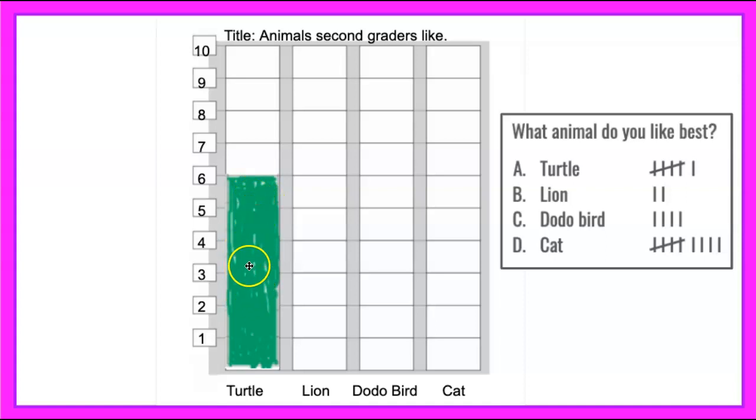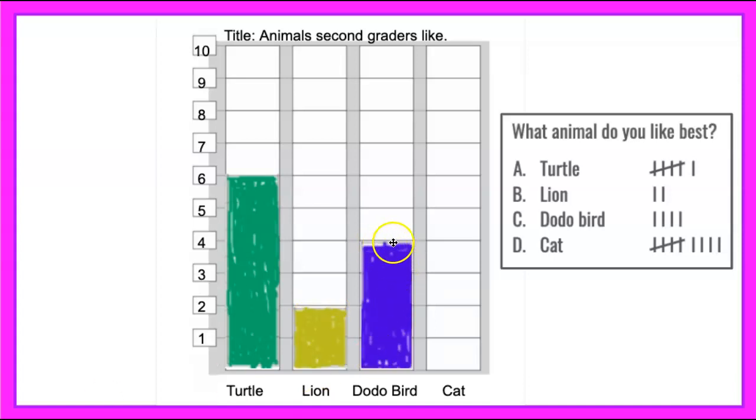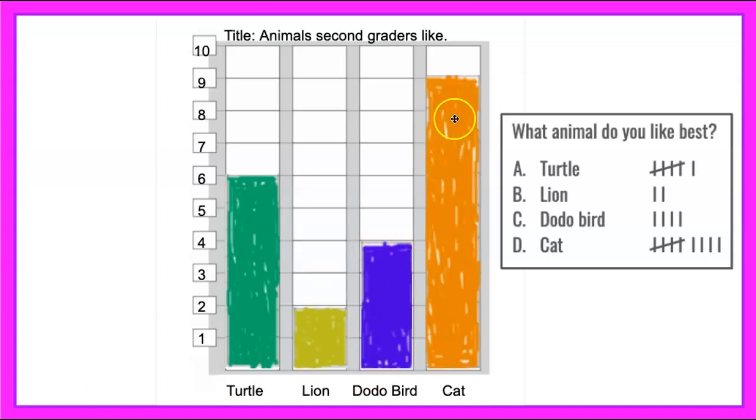So be as careful as you can with your drawing with the pen tool to show how many each student chose. Then we want to fill in our lion. Again, we just go right up to that 2 to show 2 people chose lion as their favorite animal, or the animal they like best. And then we want to show that 4 students like the dodo bird best. And then we go all the way up to the 9 to show that 9 students like cats best.